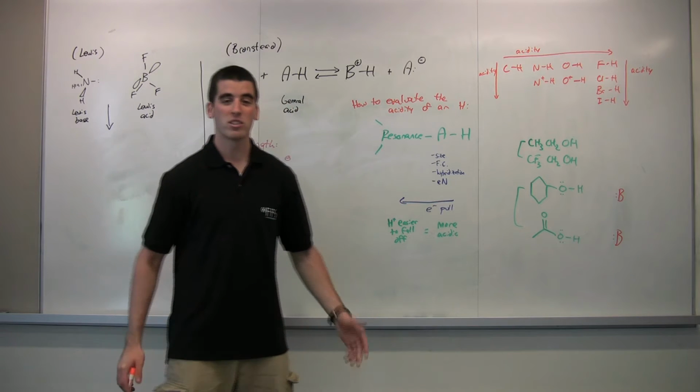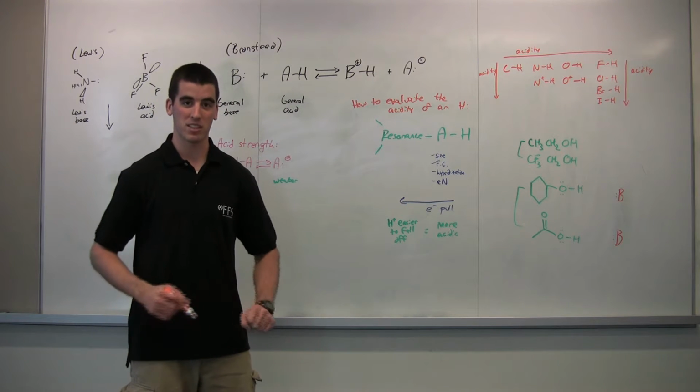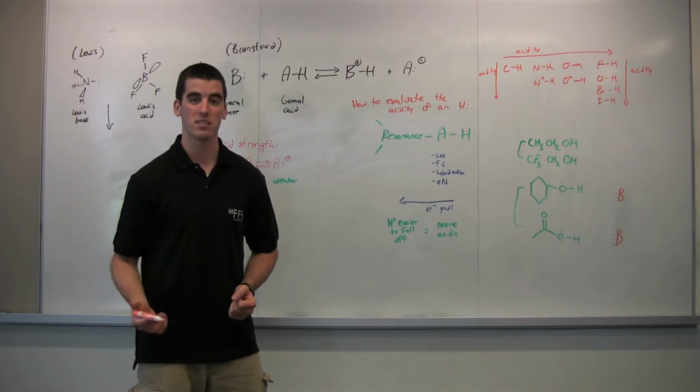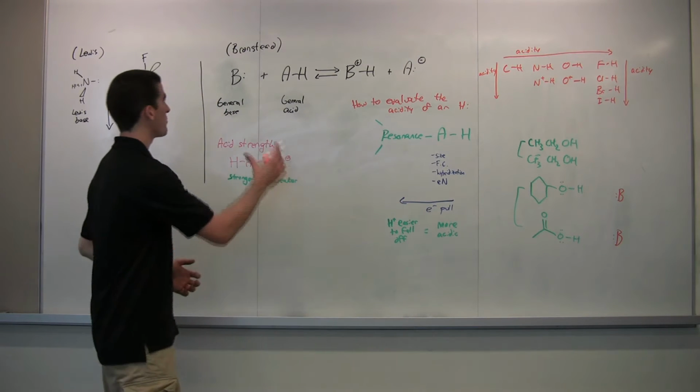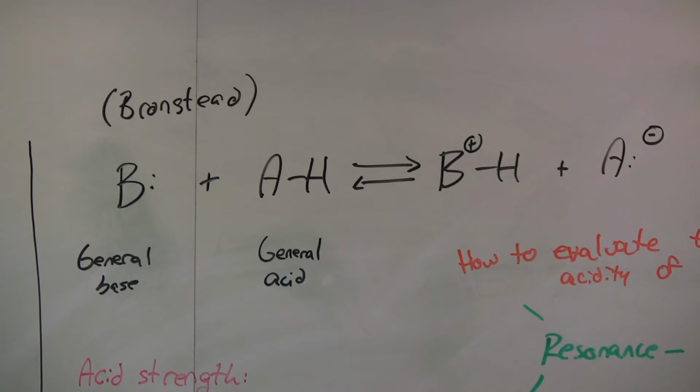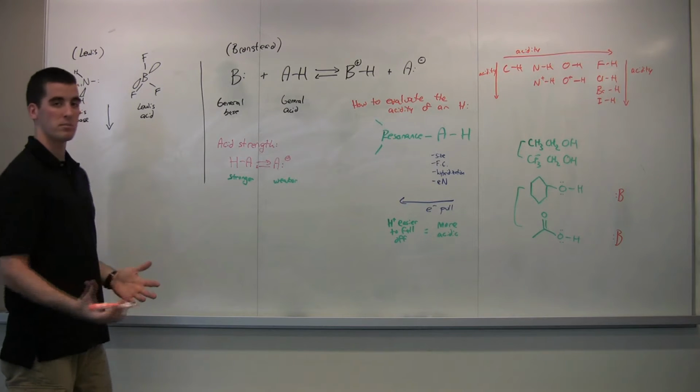In this video I'm going to explain acid-base chemistry. The first thing you need to know is the difference between Lewis acid-bases and Bronsted acid-bases. For Bronsted reactions, I drew up the generic scheme here, the general base and the general acid reacting. I'm going to first compare that to Lewis acids and Lewis bases.